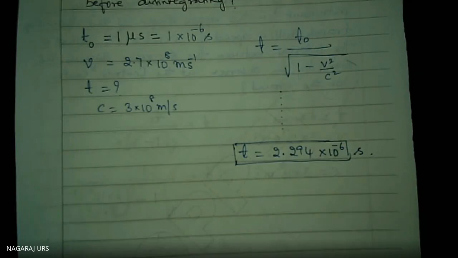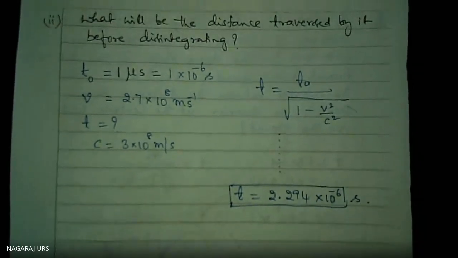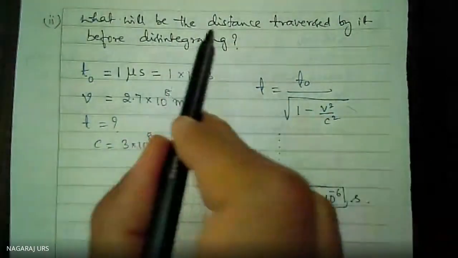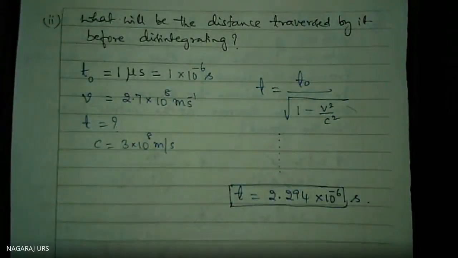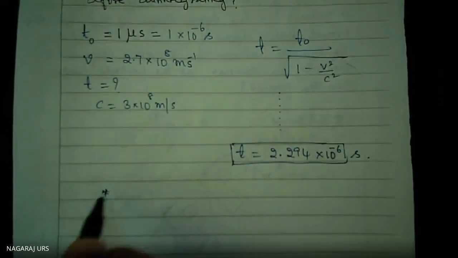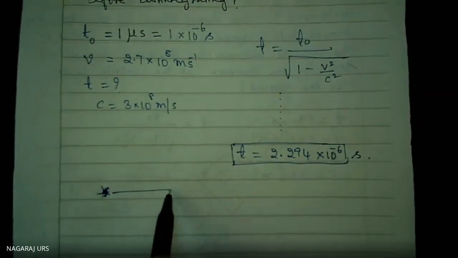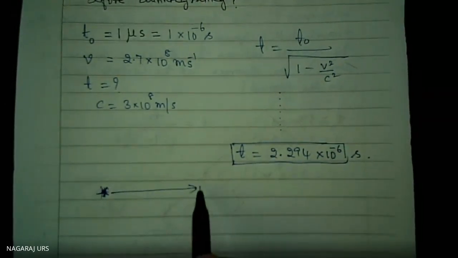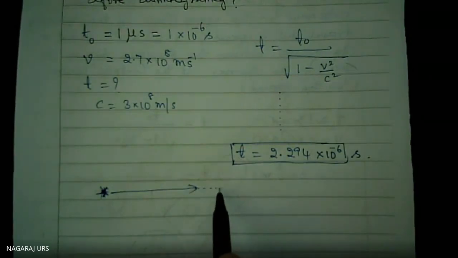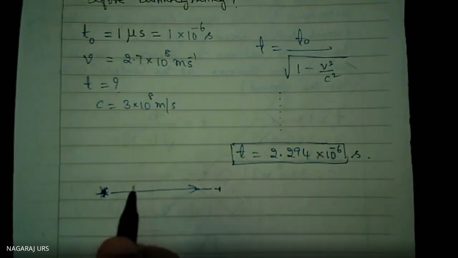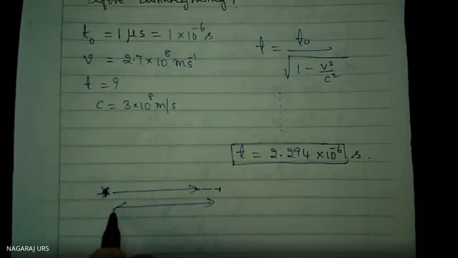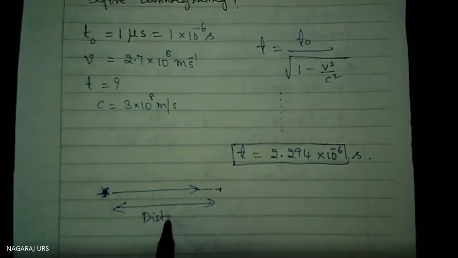Okay, the second question is also there now. What will be the distance traveled? There is a particle here, and it goes on moving. At one particular time interval, it is going to end up its life. It stops and disintegrates. What is this distance? How much has it traveled?